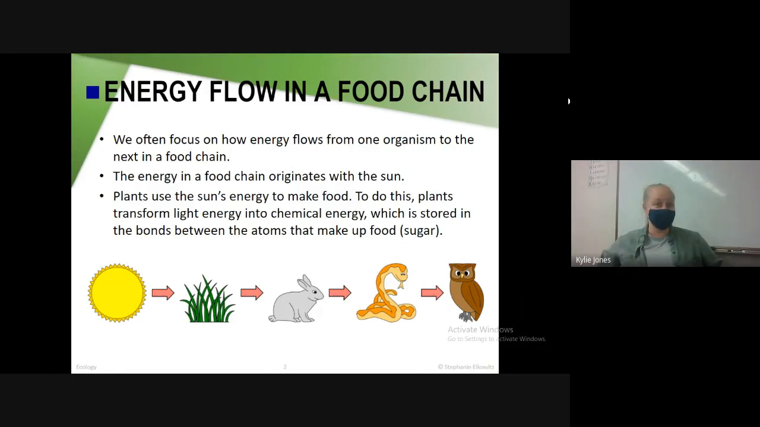The owl will die, and it will be decomposed and eaten by the decomposers. And the plant will grow right out of that, and the whole process starts over again. Okay? So I'll give you about 30 seconds for this one.